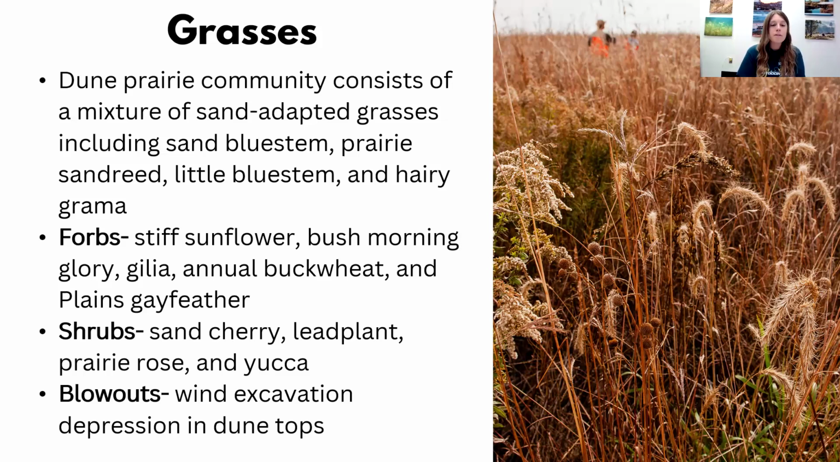As far as forbs go, which are not quite a grass, a little bit thicker, there are things like buckwheat and plains gayfeather, the really purple flowers that you might see. Stiff sunflowers are found there quite a bit as well. There are even some shrubs. Lead plant is very cool. It's purple, a pretty plant. And then prairie rose and yucca plant as well. Basically about the time you hit Kearney, you start seeing yucca.